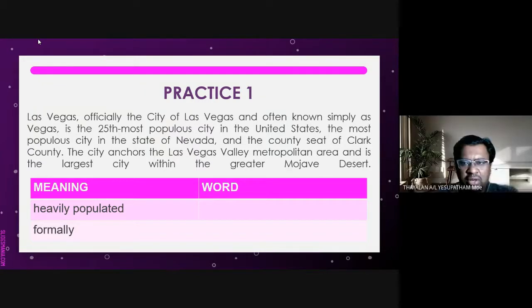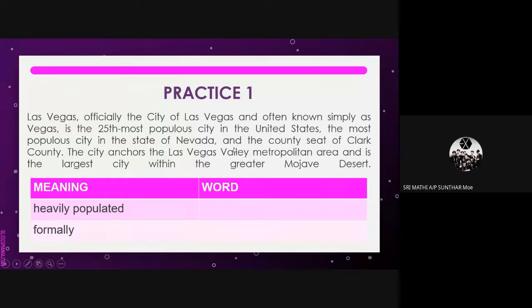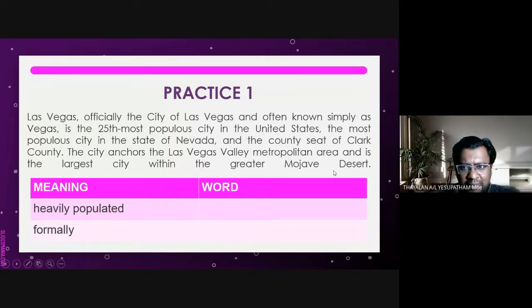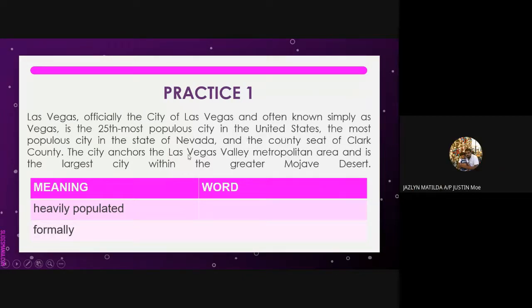Is it desert or desert? Is it the last word? Desert.